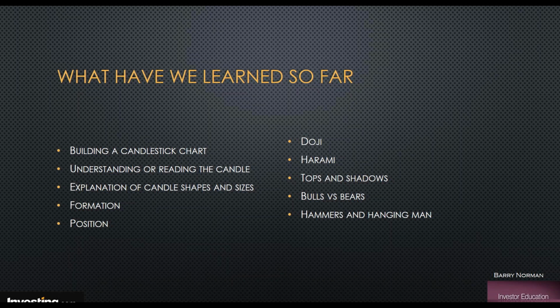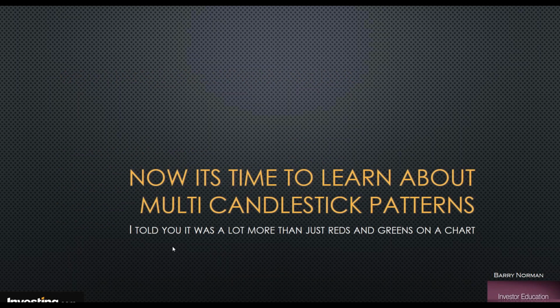So what have we learned so far? We've learned building a candlestick chart, understanding and reading the candle itself, the explanation of candle shapes and sizes, the formation of a candle, the position of a candle. We've taken a look at what dojis are, haramis, tops and shadows, the wicks. We talked about the bulls versus the bears. We talked about hammers and hanging men, star positions. We talked about falling stars. Okay. And this is where we're going to stop today's class, because now it's time to learn about multi-candlestick patterns.